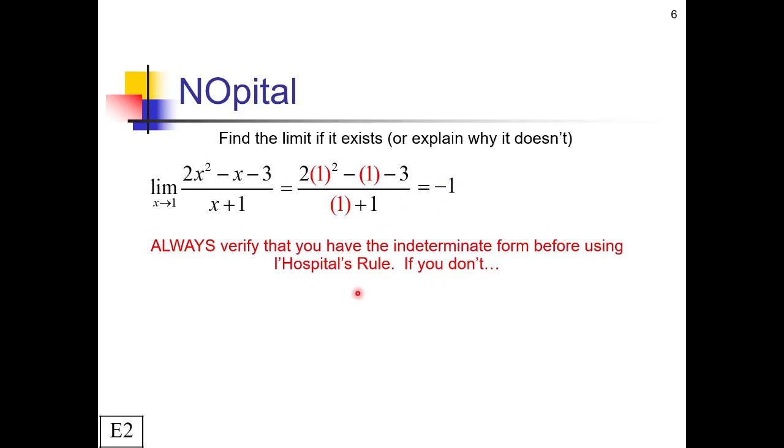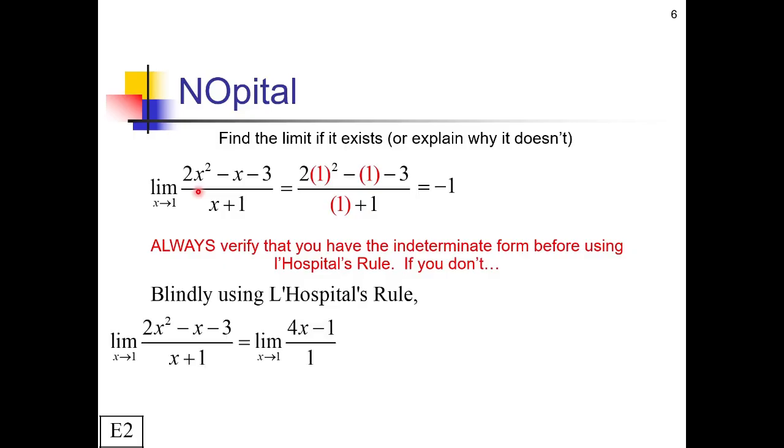If you don't, let's take a look at what might happen. So blindly using L'Hopital's rule without checking first. So this is wrong what I'm about to show you, but it's good to see what happens here. So we have our original limit, and we're going to say, okay, let's take the derivative of this thing. So that's going to be 4x minus 1 all over 1. These are the derivatives of our numerator and denominator. And then plugging 1 into this, we've got 4 times 1 minus 1 over 1. So that's going to be 3 over 1, which comes out to a different answer than what we started with.